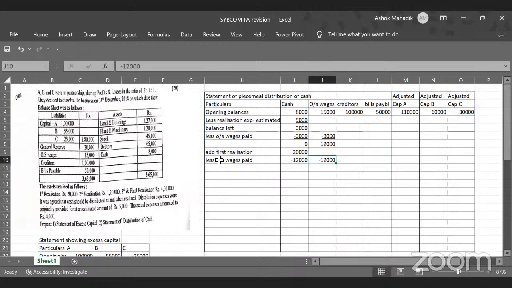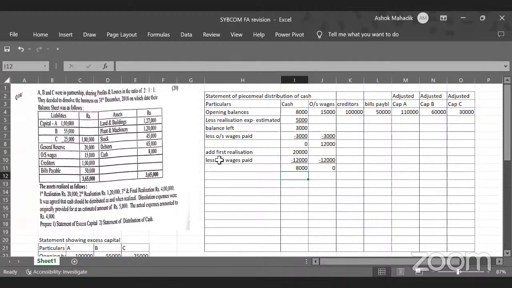That's okay. So your liability of outstanding wages became 0, but you have some amount of cash left with you. How much cash is still with me? 8,000. Okay. So now look at the other liabilities. We have creditors, bills payable. Both are unsecured. Okay. If secured liability is there, they will mention that this is secured. Then you will have to pay that first. Now our creditors and bills payable both are unsecured. So we have to pay them in proportion.